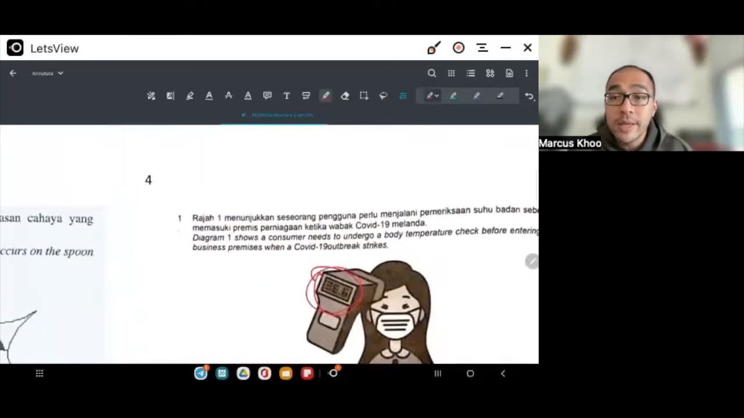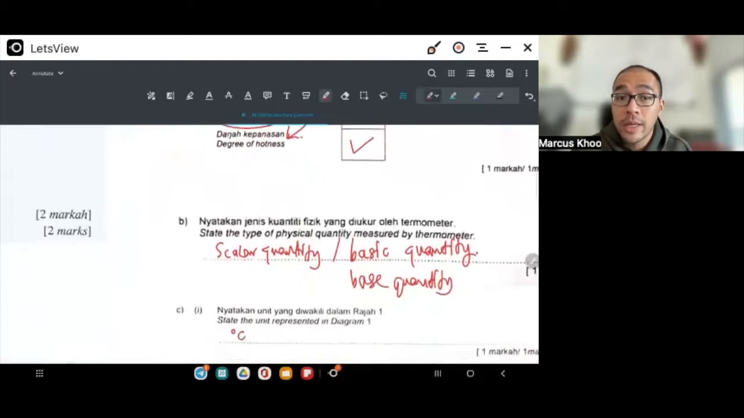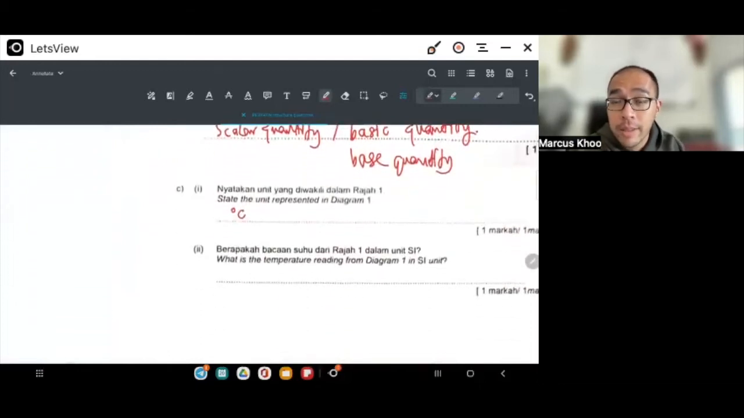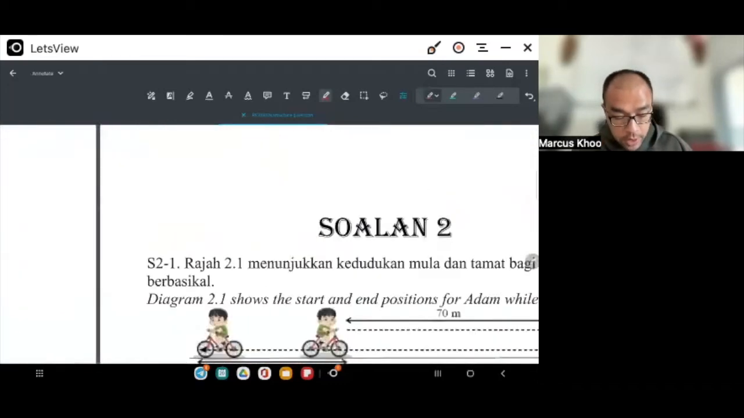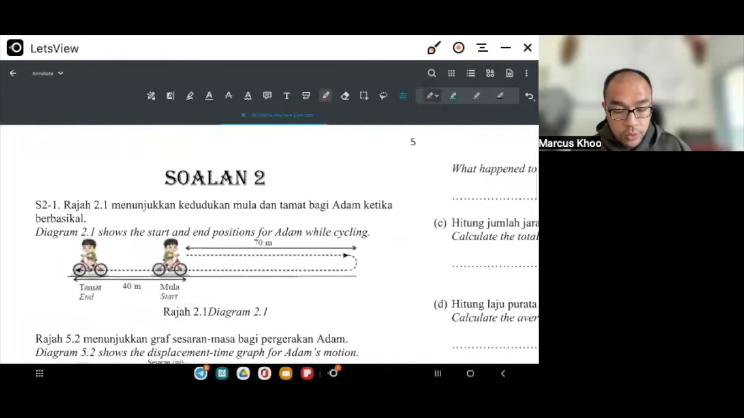So 36.6 degrees Celsius is not an SI unit. The SI unit for temperature is Kelvin. So it will be 36.6 plus 273, which is 309.6. Of course, you have to state the Kelvin, because this is the SI unit. All right, let's move on to question 2.